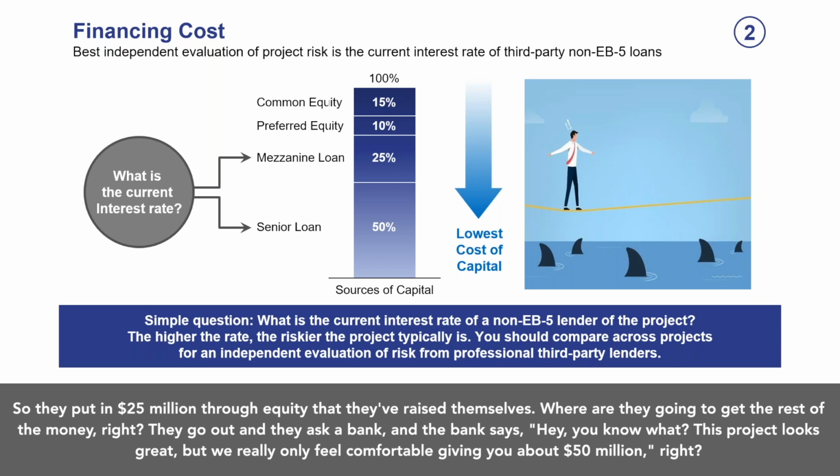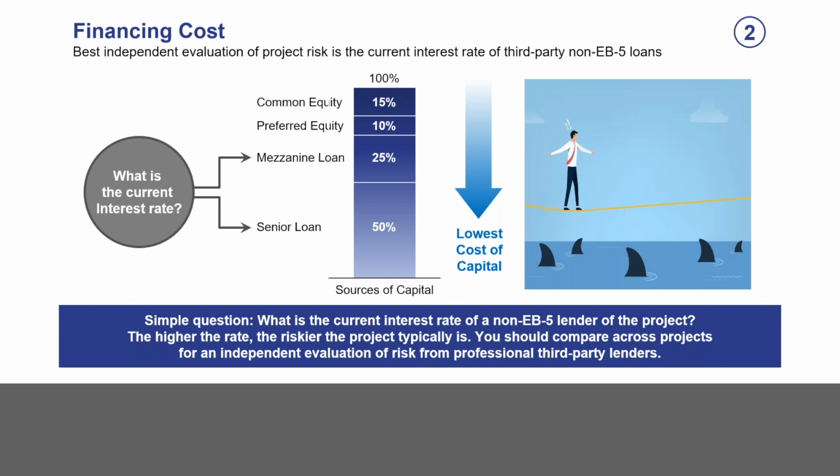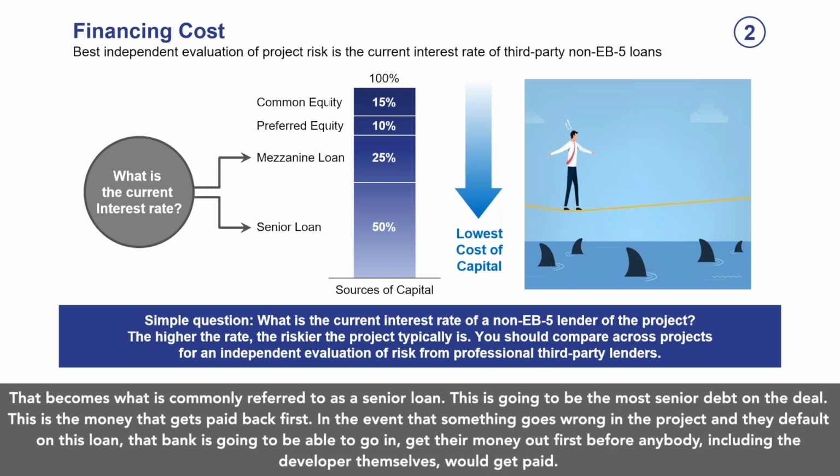Where are they going to get the rest of the money, right? So they go out and they ask a bank, and the bank says, hey, you know what? This project looks great, but we really only feel comfortable giving you about $50 million, right? That becomes what is commonly referred to as a senior loan. This is going to be the most senior debt on the deal. This is the money that gets paid back first.